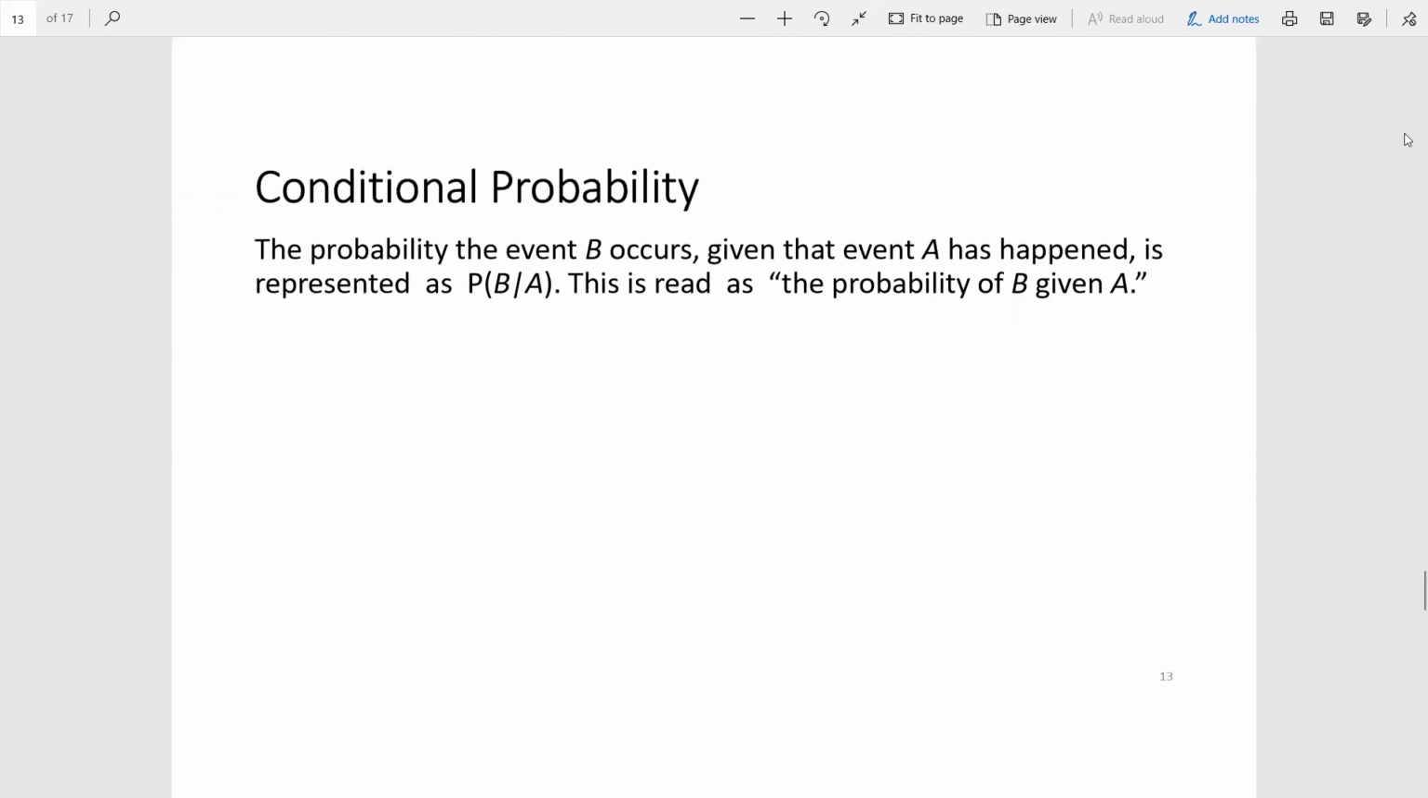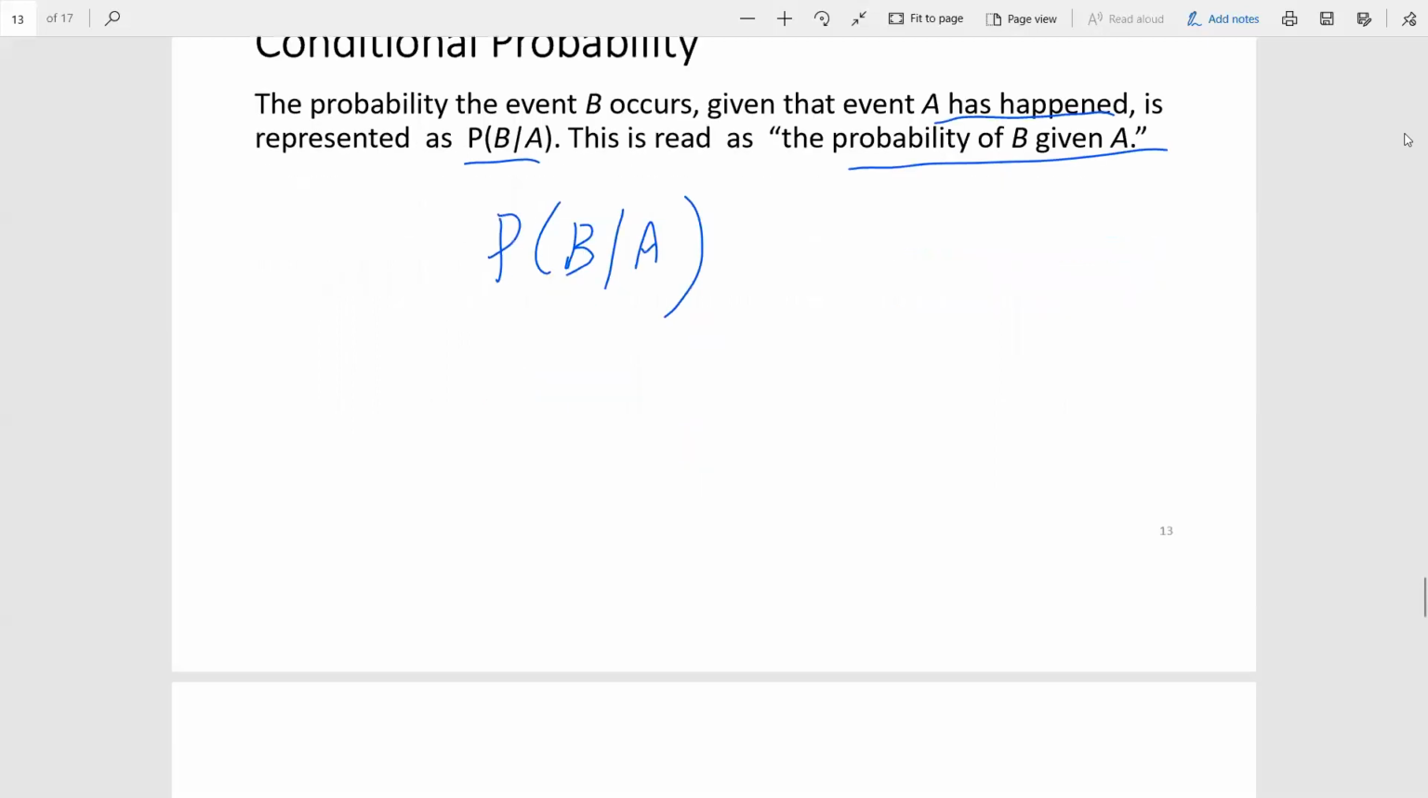Now we have another definition of conditional probability. The probability that event B occurs given that event A has happened is represented by P of B given A. This is read as the probability of B given A, the probability of B given that A has occurred.